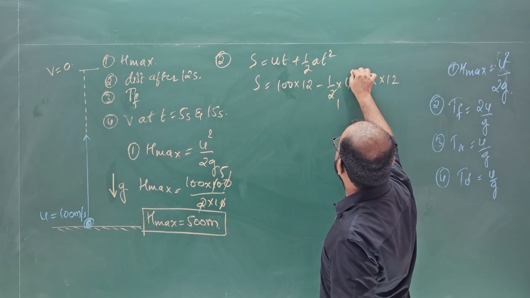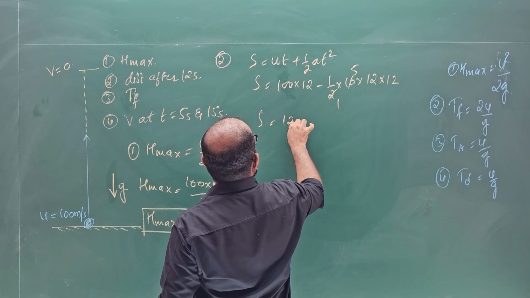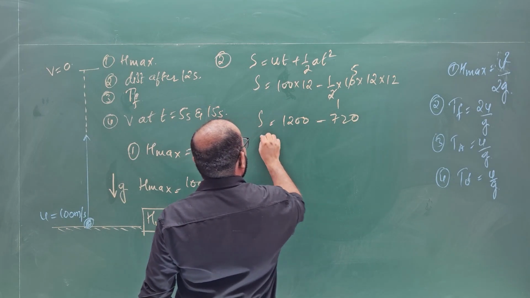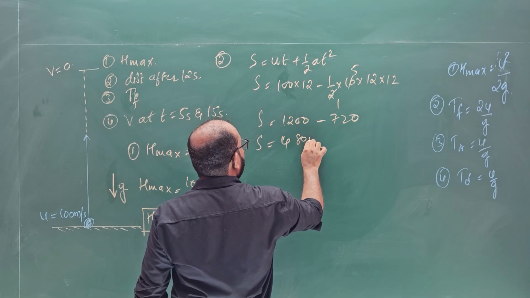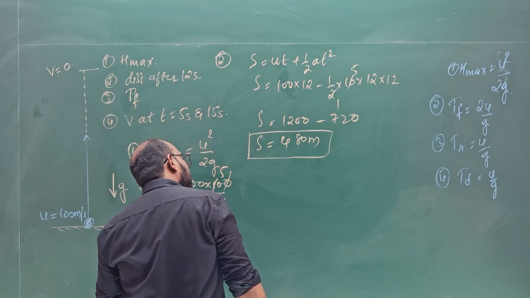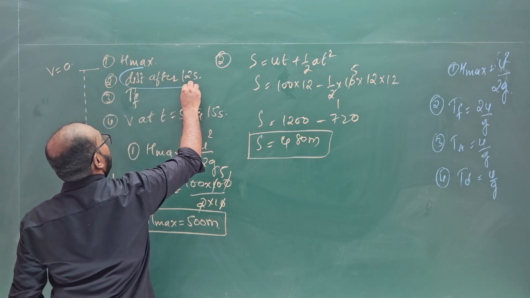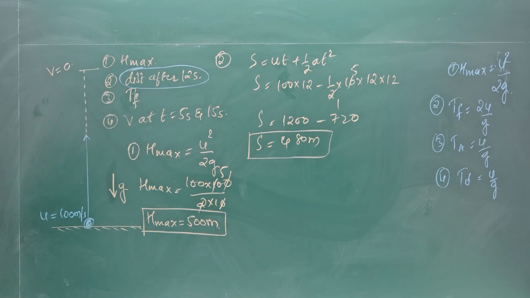Okay, so half of 10 is 5, S is equal to 1200 minus how much is the answer? 12 into 12 into 5, 720. Okay, so S is equal to final answer 480 meter. Is this answer correct? Why? Answer is wrong, beta. The question asked to calculate distance traveled after 12 seconds. Okay, why it is wrong I will tell you. For displacement the answer is correct. Turning point, same logic. Velocity is getting 0.